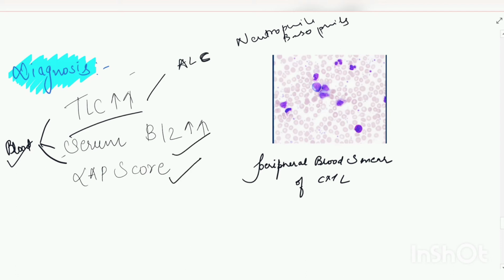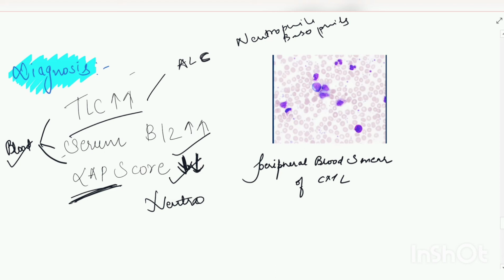What is lab score? Lab score is leukocyte alkaline phosphatase. Sorry, lab scores are decreased because immature WBCs are more. Lab score is the score that determines the activity of neutrophils. So as the immature WBCs are more, lab scores will decrease.